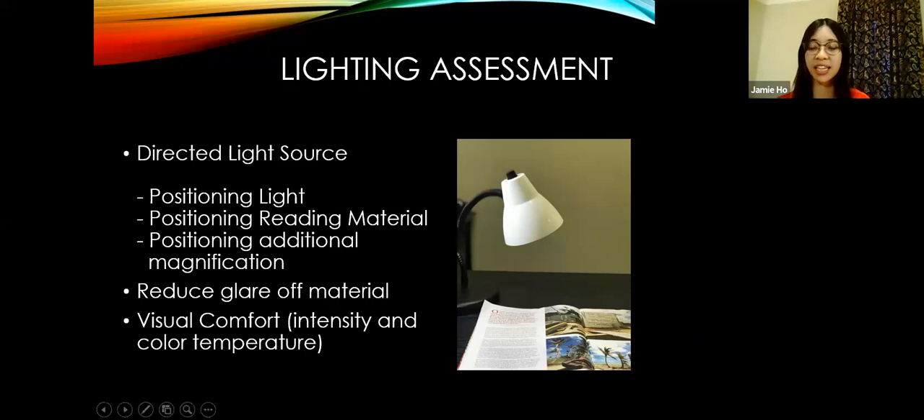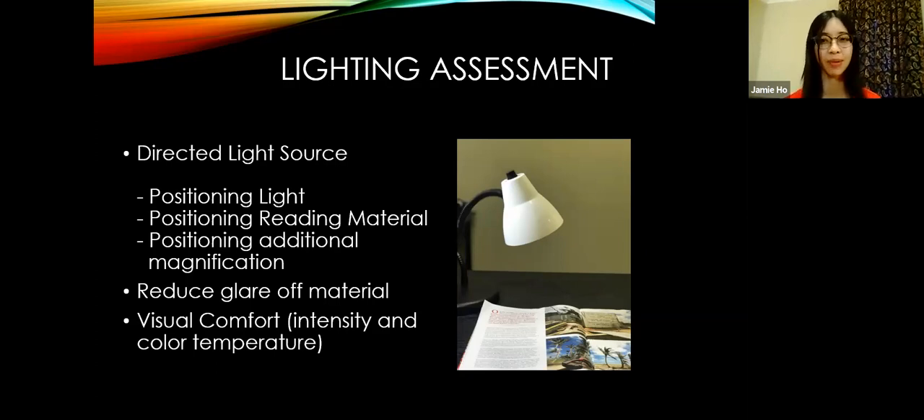Where to position the light? Generally, if my patient has a poor seeing eye and a good seeing eye, we position the light over the shoulder of the good seeing eye, and that cuts down on some of the glare. How do we position reading material? We use book stands because we want the reading material to be parallel to the magnifier surface so that we cut down the glare that way. Sometimes reading material has different types of reflective properties. And where do we position additional magnification?